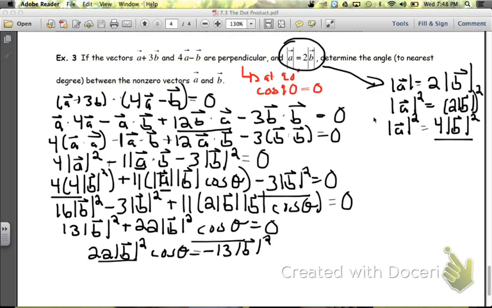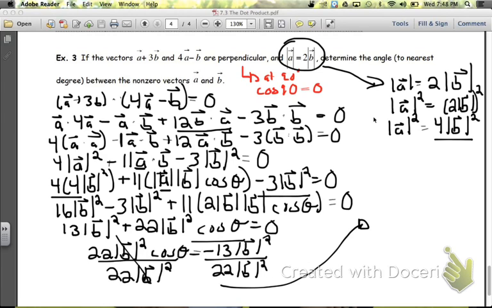Divide both sides by 22 magnitude of B squared. So when I do that, I'm left with cos theta is equal to, these B squareds cancel out, perfect. It's equal to negative 13 over 22. When I put that in my calculator, I do the inverse of cos, I'm going to get that theta is equal to 126 degrees because it tells me I want it to the nearest degree. And that's example 3.